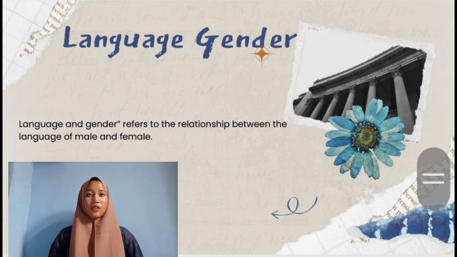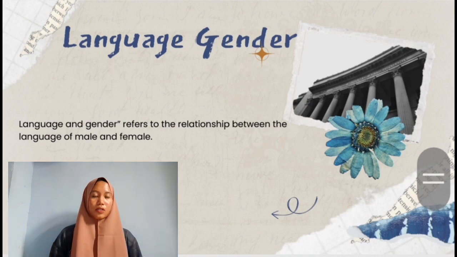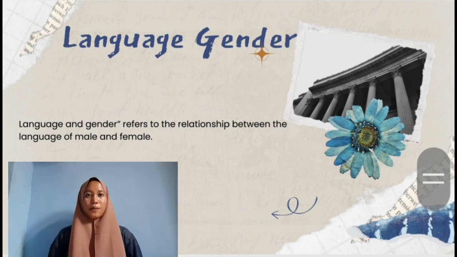Overall, the study of language and gender in sociolinguistics aims to uncover the complex interplay between language and societal notions of gender, shedding light on the ways in which language both reflects and shapes our understanding of gender roles and identities.